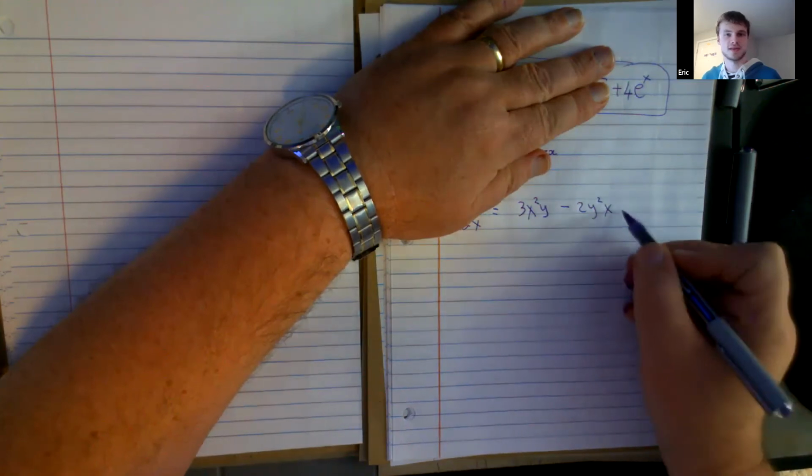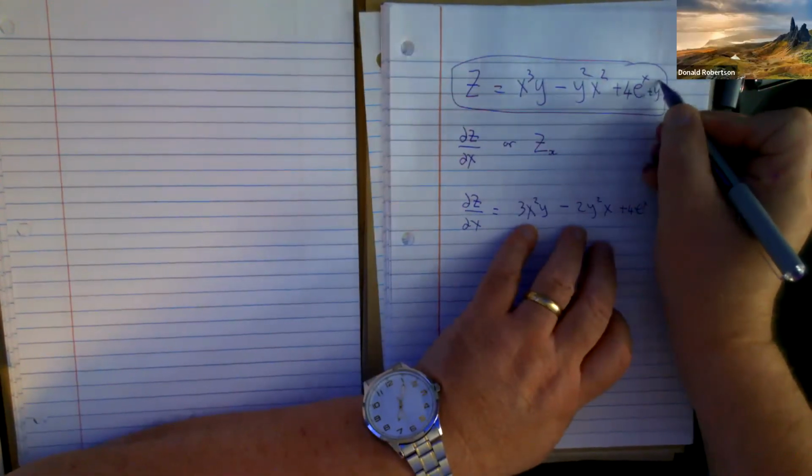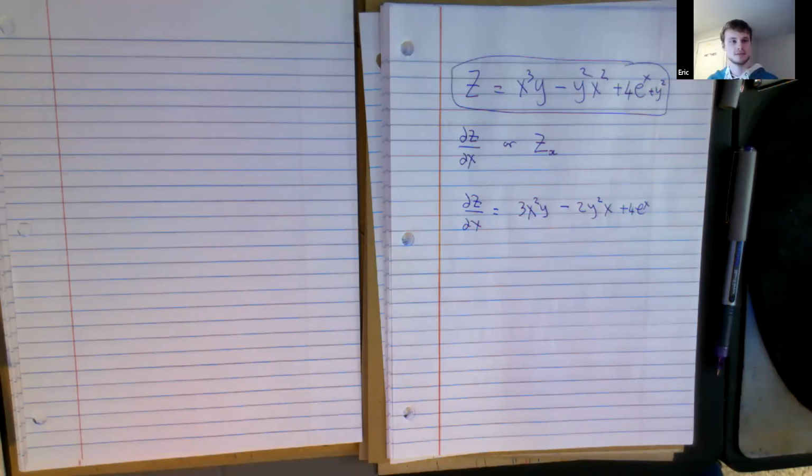Is that just 4e to the x? Yeah. And I just put in an extra guy for fun. What would you get if you differentiated y squared with respect to x? So be careful, this is sneaky. And the answer is not 2y. It's just 0. Big fat 0.